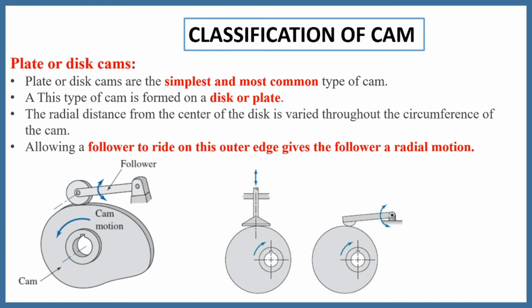Next one is the plate or disc type. That means now we are going to study the classification of cams. First is the plate or disc type cam. Most of the time we use this plate or disc type cam. This is one of the simplest forms. The radial distance from the center of the disc is varied throughout the circumference of the cam. These are some applications of disc type cams.